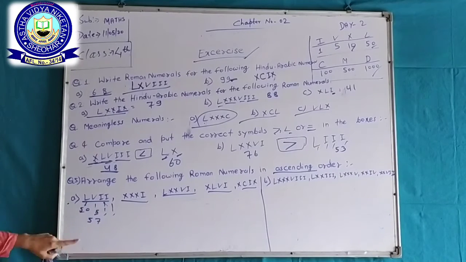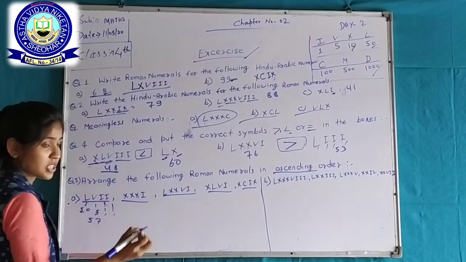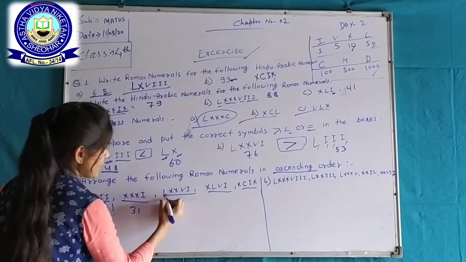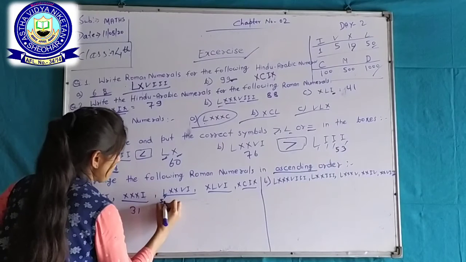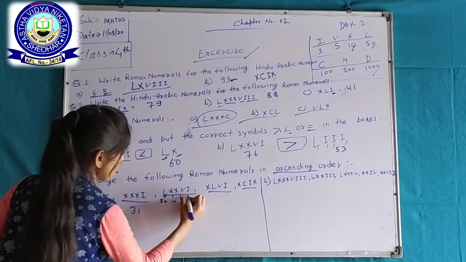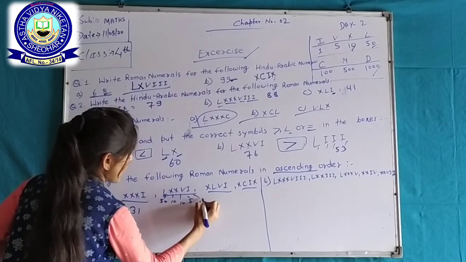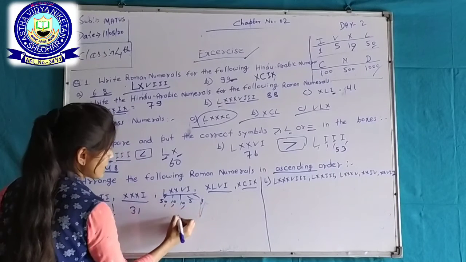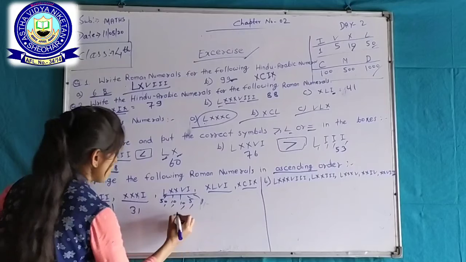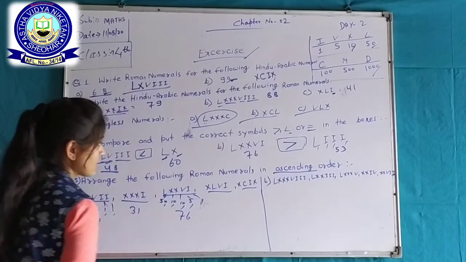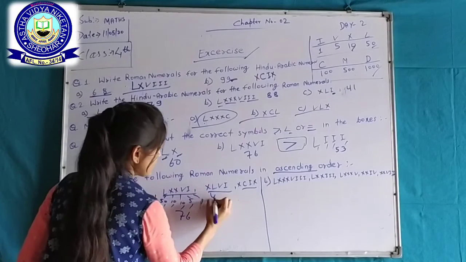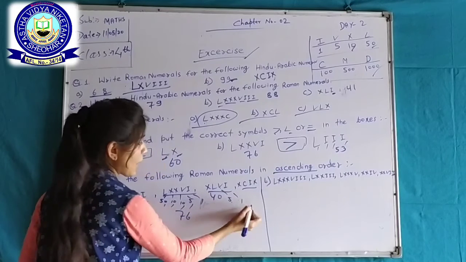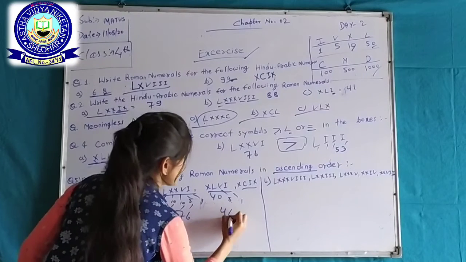It is 57. Here triple X means 30, and 1 L is 50, so 130 is not it; X 10, X 10, V 5 and I 1. 50, 60, 70, 75 plus 1, 76. Next, XL means 40, V means 5 and I means 1. 45 plus 1 is 46.